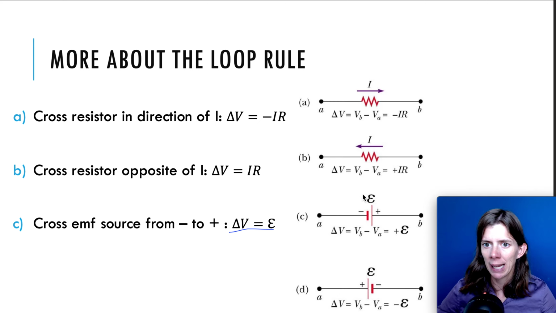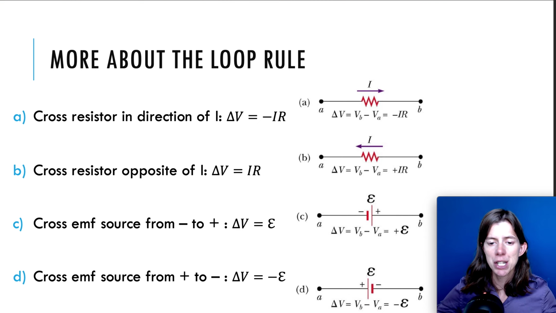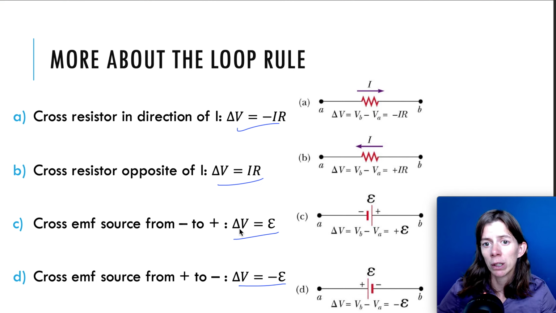There's not going to be any internal resistances to these batteries. So it makes sense as you go to the right from the negative to the positive terminal that you're gaining a potential because the charges are gaining energy. And finally, if you cross your EMF source, your battery, from the positive to the negative terminal, then you're going to lose voltage. So you do need to remember these rules so that you can use them when you use the loop rule.